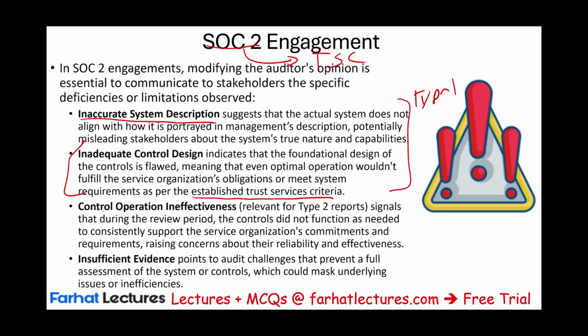Then we could have a type 2, control operation effectiveness, which signals that during the review, the controls did not function as needed to consistently support the service organization's commitments and requirements, raising concern about their reliability and effectiveness. This is a type 2. And in SOC 2, we could always encounter insufficiency of evidence, which could give us a problem. Again, I know SOC 1 and SOC 2, we covered this so many different times, but it does not hurt.